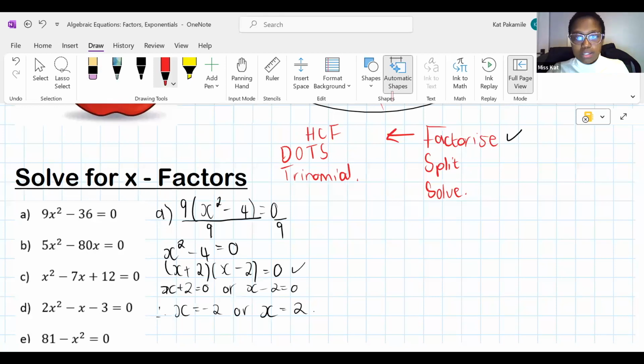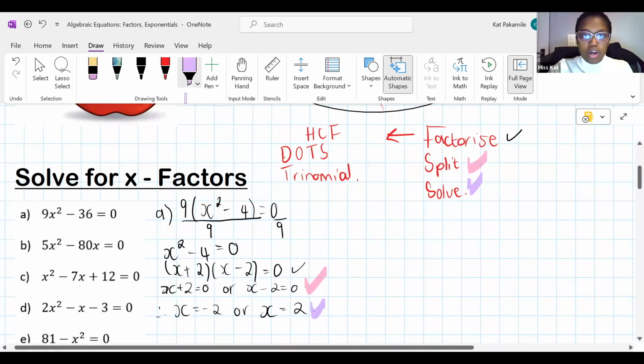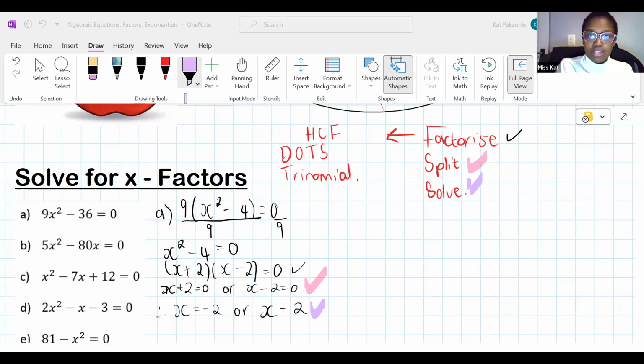Split, over there. And last one. Solve is over there. Boom. See? So these 3 steps are working for us. Let's hear what Papedi has to say. Yes, Papedi?